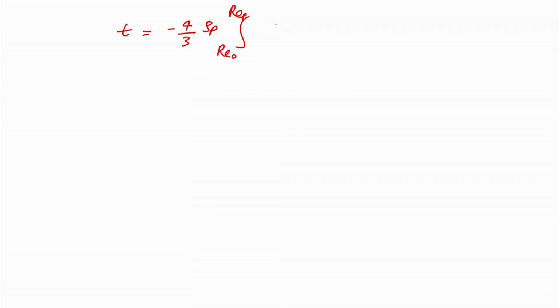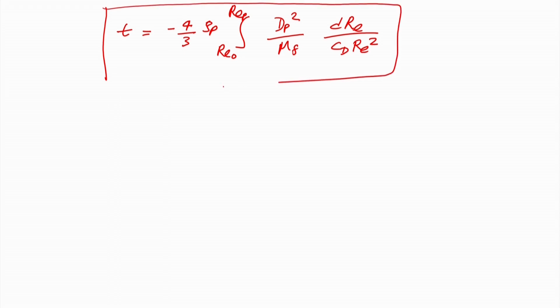If you solve that, you will get dP square upon mu f to dRe upon CD into Re square. You will get this equation. Now, if you know the Re versus CD correlation, you can integrate it and find out, for particular Reynolds number values, how the particle will move with time. So, the particle movement you will get with the time.